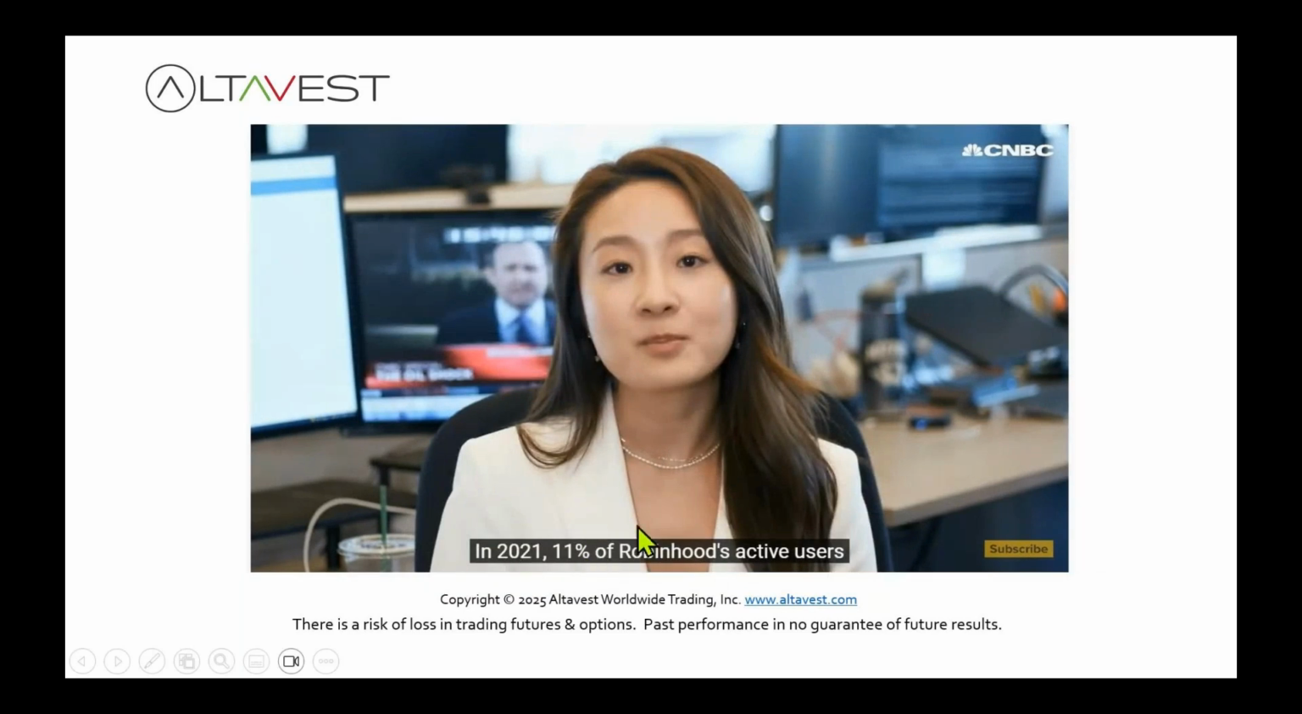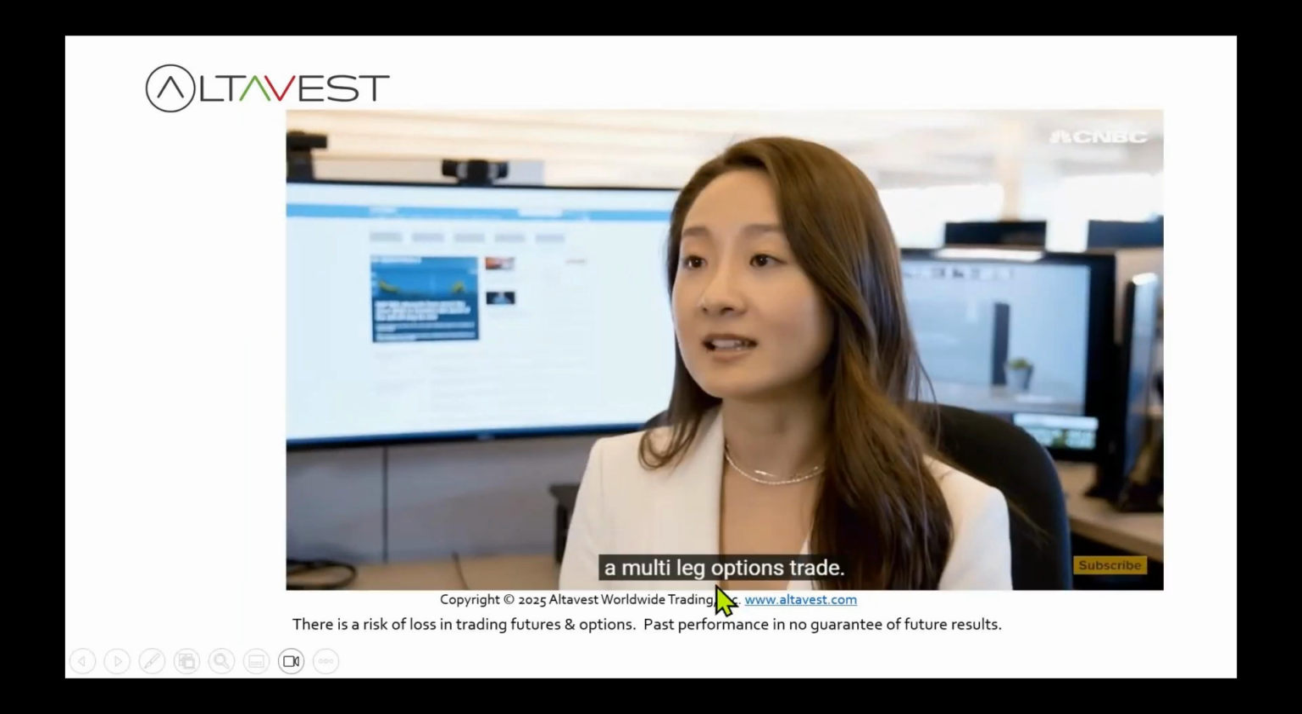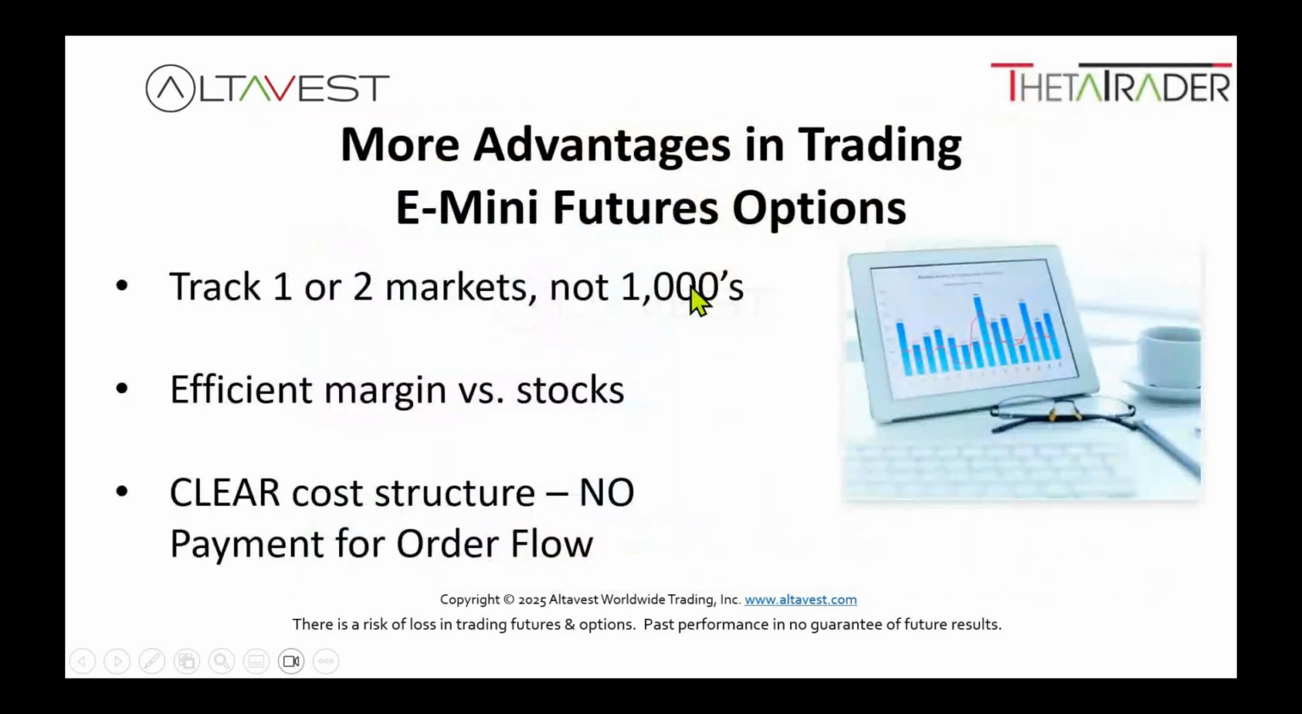In 2021, 11% of Robinhood active users made options trades, but of that, fewer than 1% actually made multi-leg options trades. So very interesting. It's also better, I think, to just track one or two different markets, not thousands of securities. And again, you have the efficient margin.